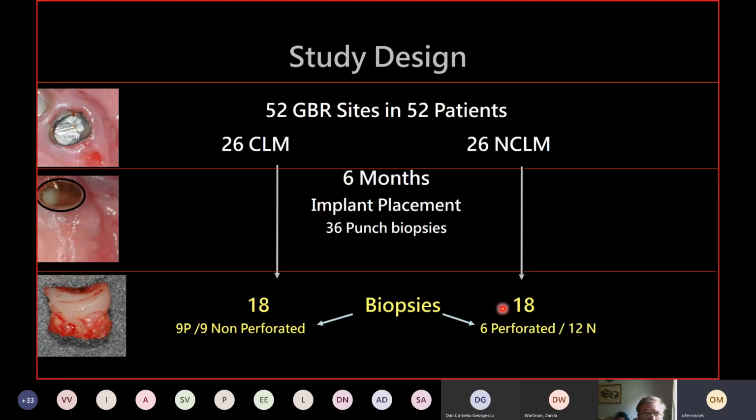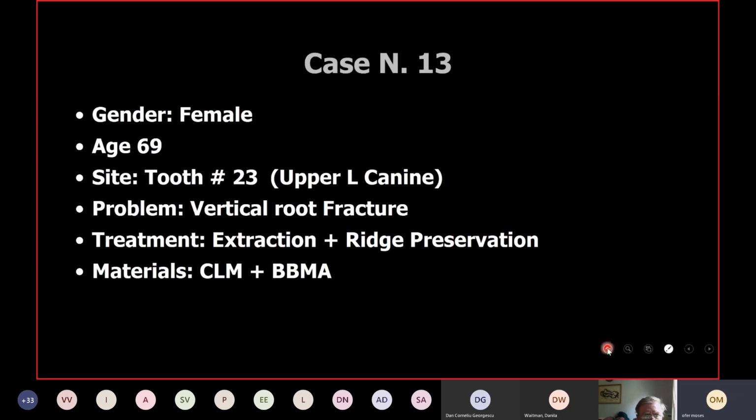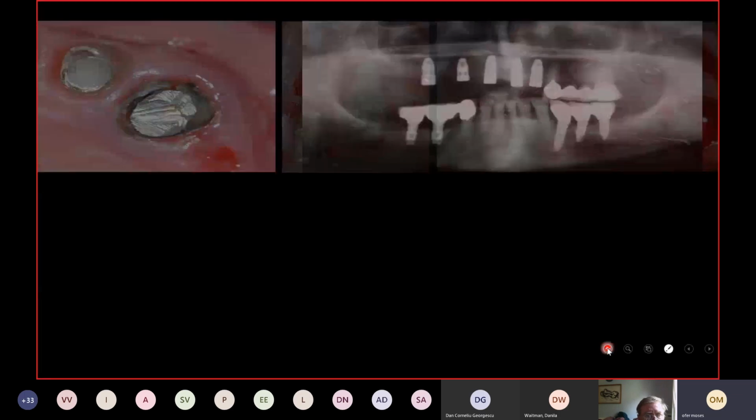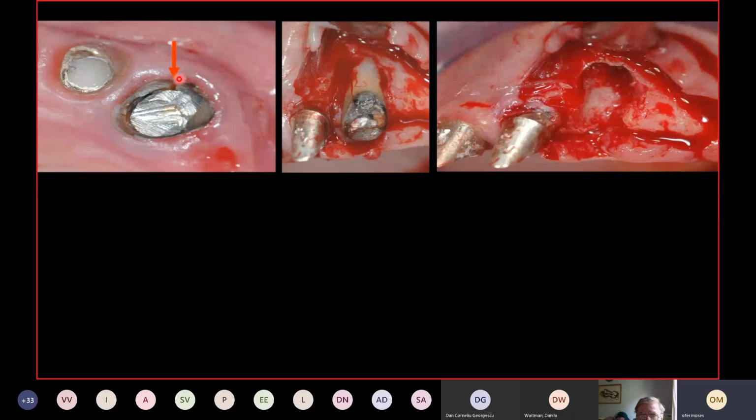Let's look briefly into one case that we did. We actually had to extract a cracked tooth. This is after the flap elevation, and you see the crack in this area. And after removing the tooth, you see a typical dehiscence in which we had to graft bone and cover it, in this case, with a cross-linked membrane.